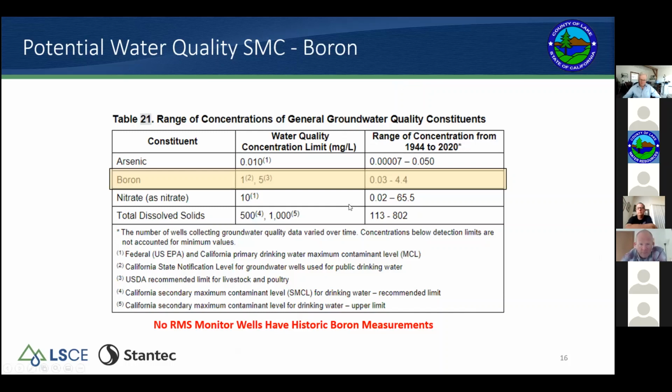So boron, again, we did find some historical boron concentrations, but none of those were on our proposed RMS monitoring network. That means it's not necessarily not there, but we're not picking it up in the RMS wells. We do know it exists, but in wells that maybe don't have the historical water level or water quality network, and sometimes the construction information is not well known. So it's just an example of boron.